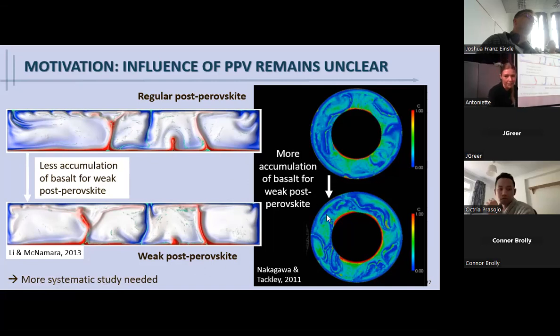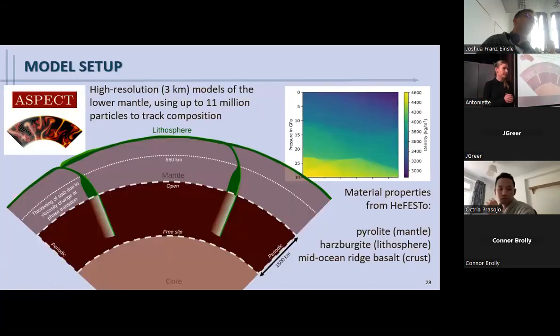So they say, well, if we make post-perovskite weak, we now get more of these red piles at the core-mantle boundary, and so we get more basalt to accumulate. And so that means it's still totally unclear what the effect of post-perovskite is. And we need a more systematic study to better understand why these are so different and what causes this effect. And so what we did was we set up a geodynamic model, again, in ASPECT.